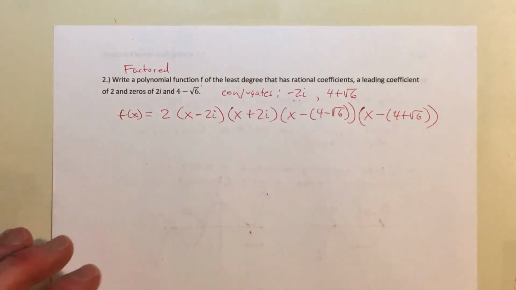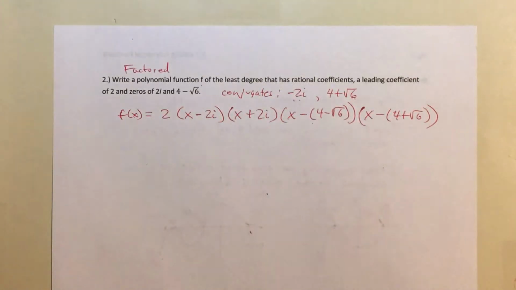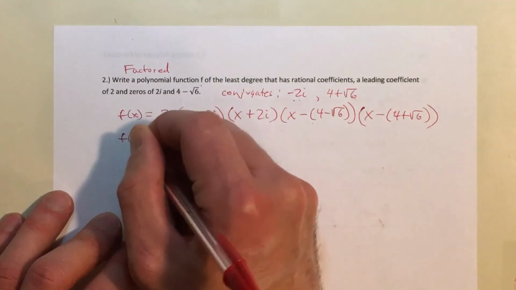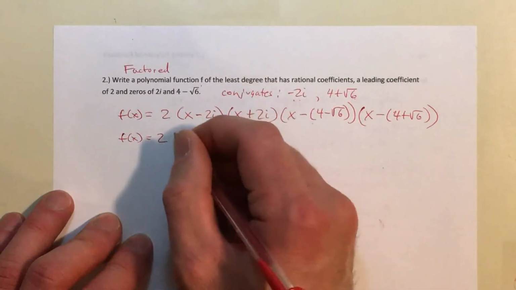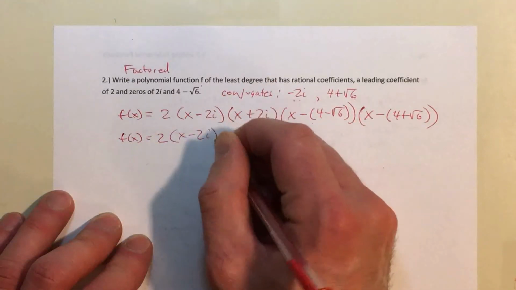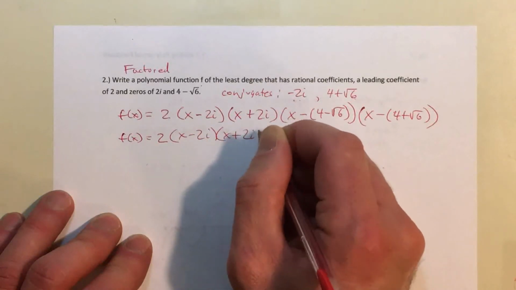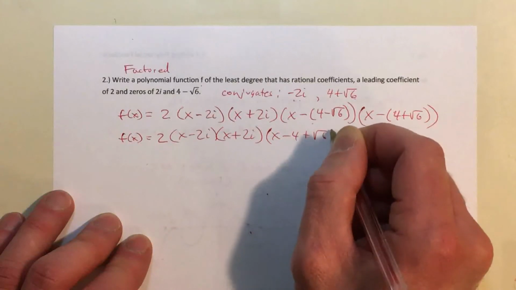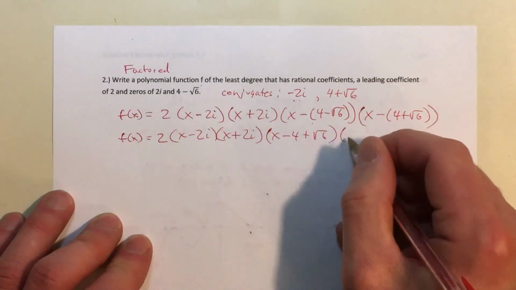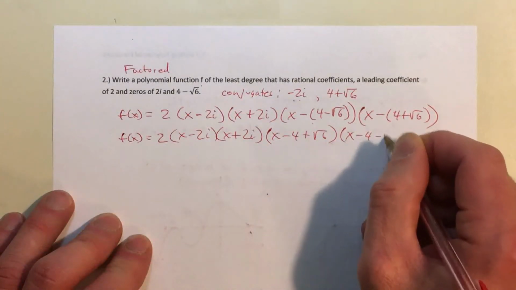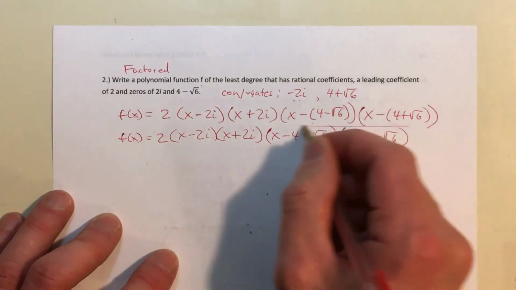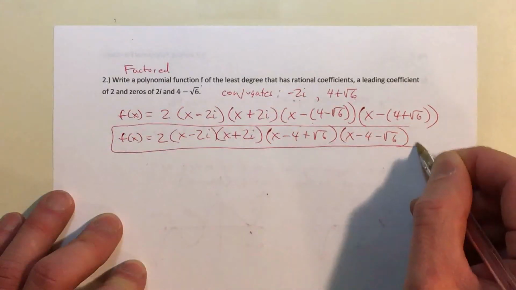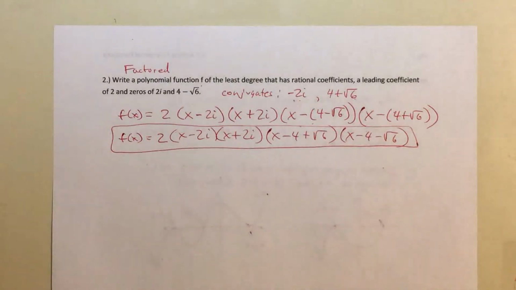And then let's just take a step to simplify some stuff that can be simplified, and then we'll be done. F of x equals 2, x minus 2i, x plus 2i, x minus 4 plus square root 6, distributing that negative, x minus 4 minus square root 6. And we'll call that one quits. We'll leave it, we'll consider that to be our factored form.